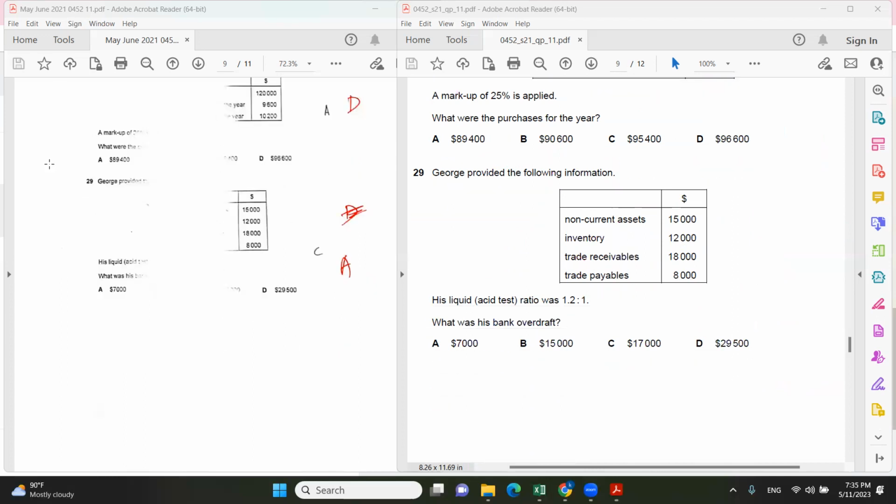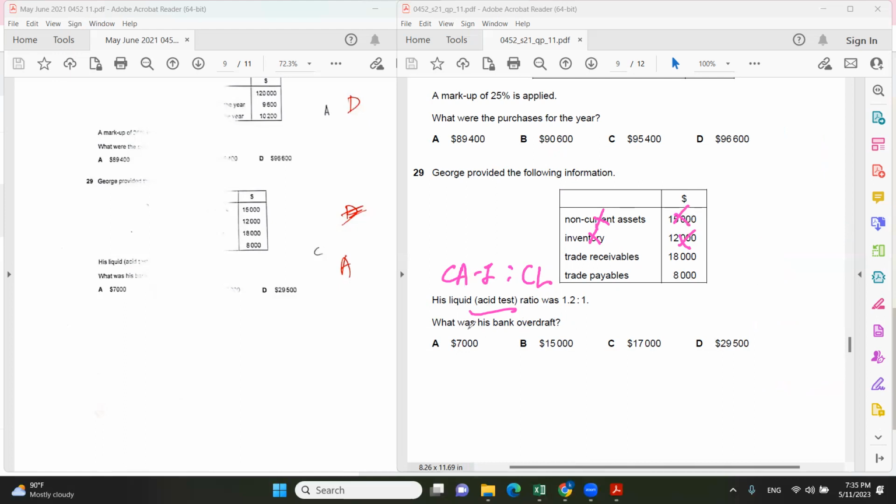Okay, 29. Josh provides the following information. Acid test is current asset minus inventory over current liability, which means that we don't include the inventory. And the non-current asset is not included in here already.